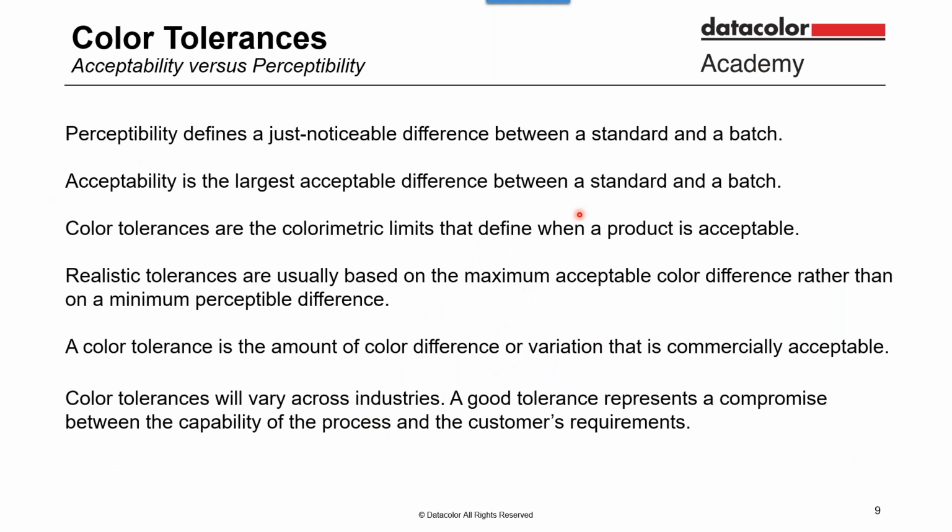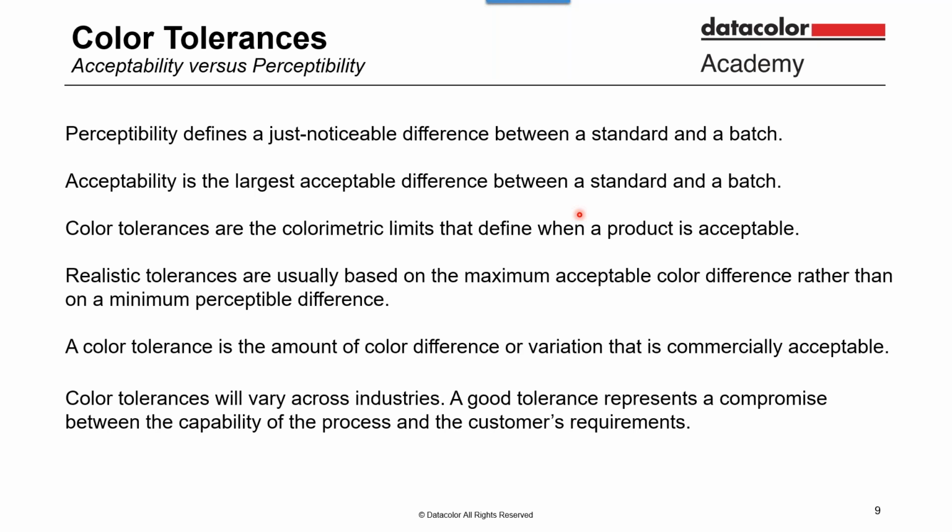Okay, let's start off today. Today, color tolerances. When we talk about color tolerances, we're really talking about acceptability versus perceptibility. Now, perceptibility defines a just noticeable difference between a standard and a batch. That means we can see a difference. It can be very small, and the human eye is very good at picking up small color differences.